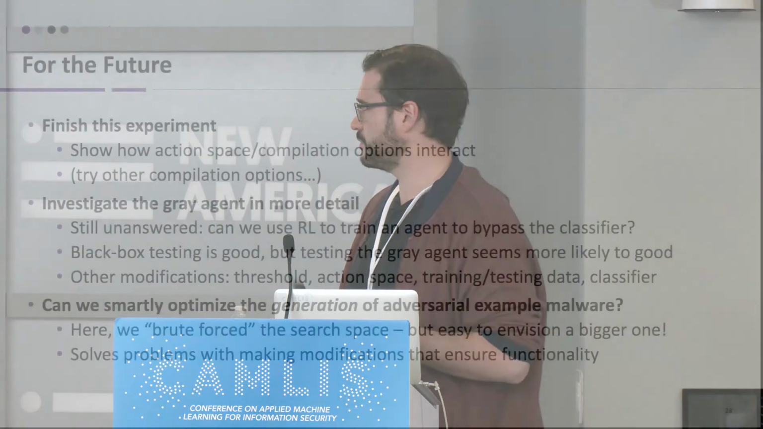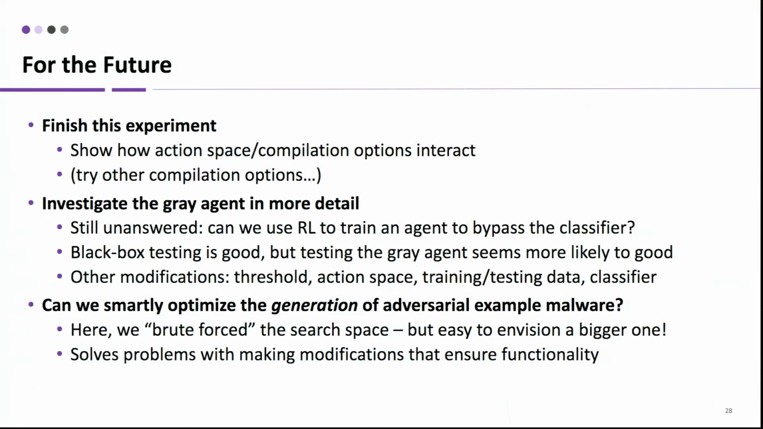And a couple of things for the future that if I ever had more time, I would love to do. Finishing this experiment, I want to look at how action space and the compilation options interact. So, are different perturbations better if I'm including Mimikatz for whatever reason? Investigating the gray agent in more detail. I still feel like there's opportunity there. Maybe it was the experimental design, but intuitively, I would like to see that do better.